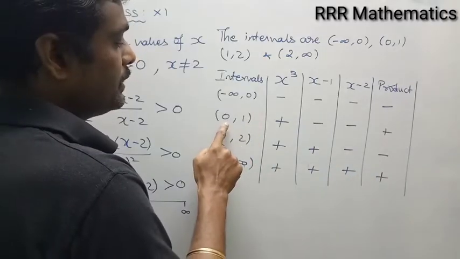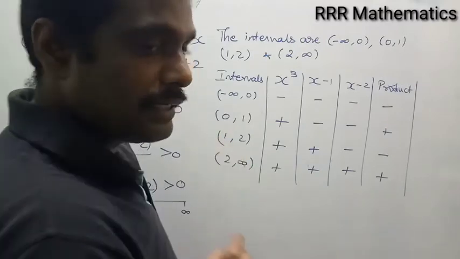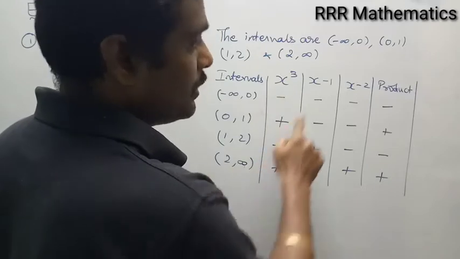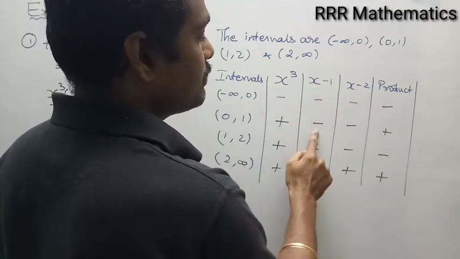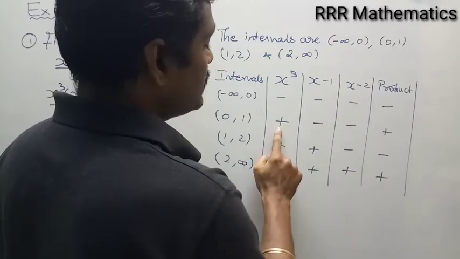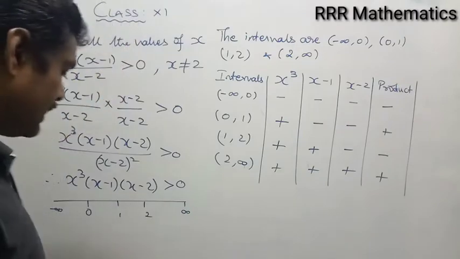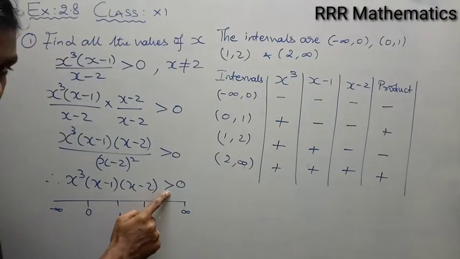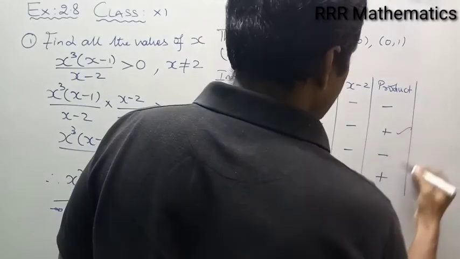Again I will explain. Between 0 and 1, I can select any value. So I will select 0.3. 0.3 is positive. So positive into positive into positive, positive. 0.3 minus 1 is negative. 0.3 minus 2 is negative. That's why we are getting plus, minus, minus. So the product is positive. So in this case, the product, x cube into x minus 1, x minus 2, is greater than 0. So greater than 0 means positive. So positive comes here and here.